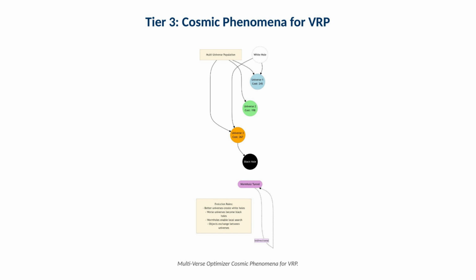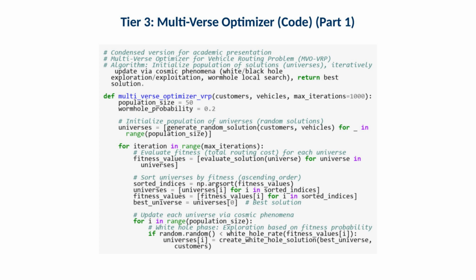This figure illustrates the 3 core mechanisms used by the multiverse optimizer: exploration, exploitation, and local refinement. The idea is to combine broad search with targeted improvement, so the population steadily evolves toward lower routing costs while still maintaining diversity. In this part, we move from the idea to the mechanics of the implementation.